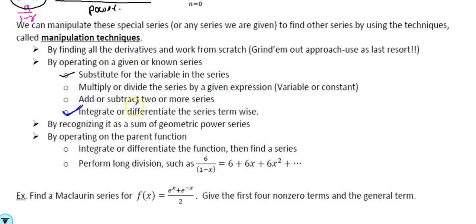You can integrate term by term. We know that sine of t over t is an impossible integral, but if we rewrite sine of t as a series and then divide by t, we can integrate, we can find the derivative, and we can recognize it as the sum of a geometric power series. A lot of things we can do, and you must know those 6 series before we use them.